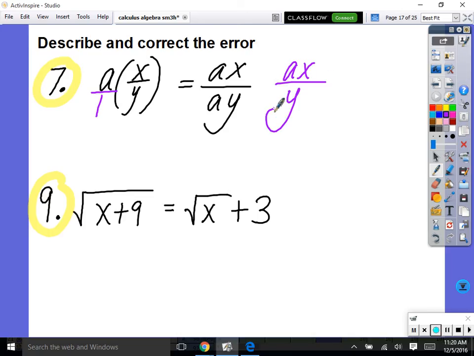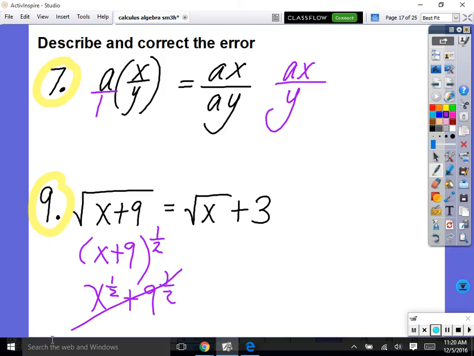The next one, number 9, it says, oh, you can split this up and do the square root of x plus 9 equals the square root of x plus 3. We can't split it up because we know, via reasoning, this is really x plus 9 to the 1/2. And we know that it would be breaking the forbidden rule to just raise that to the 1/2 power and raise that to the 1/2 power. That's breaking the forbidden rule. We can't do that. So this is the answer. Well, this would be the appropriate answer, or this.